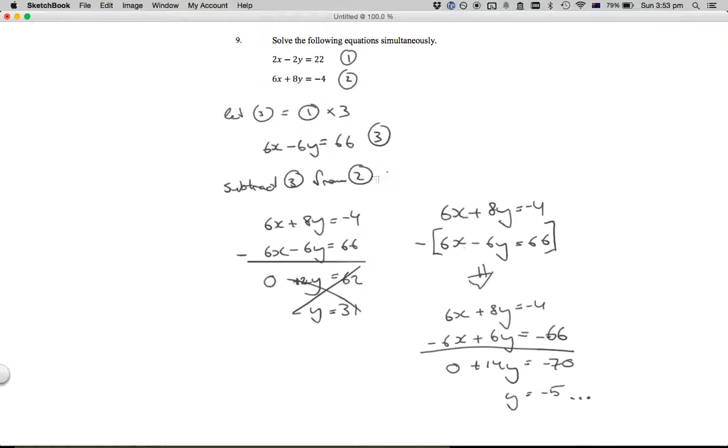So just if you are doing this, if subtracting, you have to subtract every term. Take away that term, take away that term. So it's 8y minus negative y. Negative 4 minus 66, instead of just taking away the first term and then kind of adding from there on.